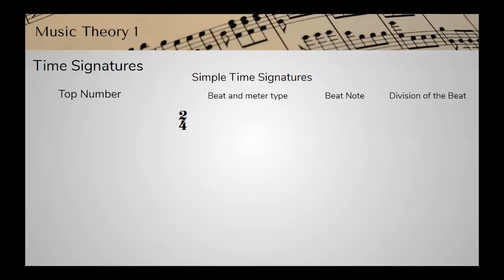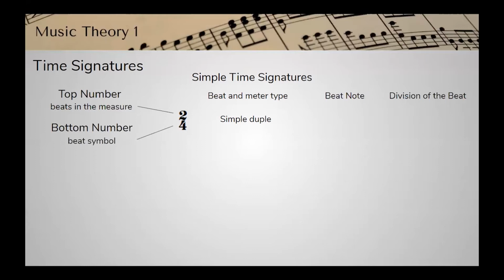The top number of a simple time signature is on the top, right? It's 2. And the bottom number is a 4 there. And so the top number tells you the beats in the measure. So this time signature is telling you that there are 2 beats per measure. And so we know just from this that since it's a simple time signature and it has 2 beats, this is a simple duple meter.